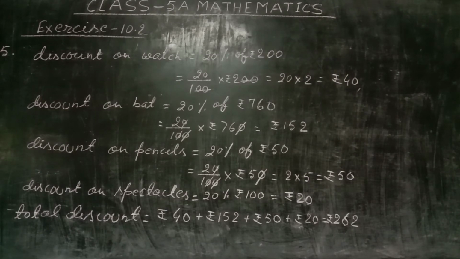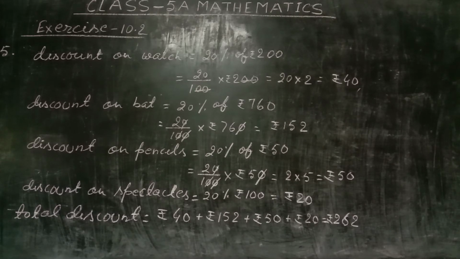Question number 5. Question states that Raj went shopping with his parents. He purchased the following items. On each item, there is 20% discount on MRP. Calculate the total discount he got. Those articles are watch, belt, cricket bat, pack of pencils, and spectacles. Discount is 20% fixed for each item.